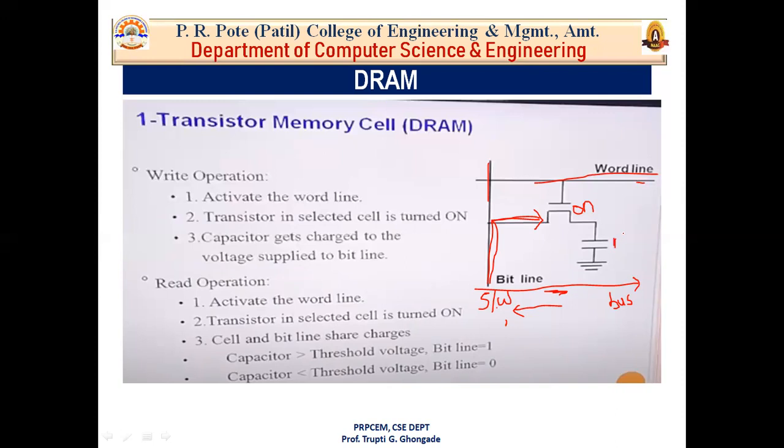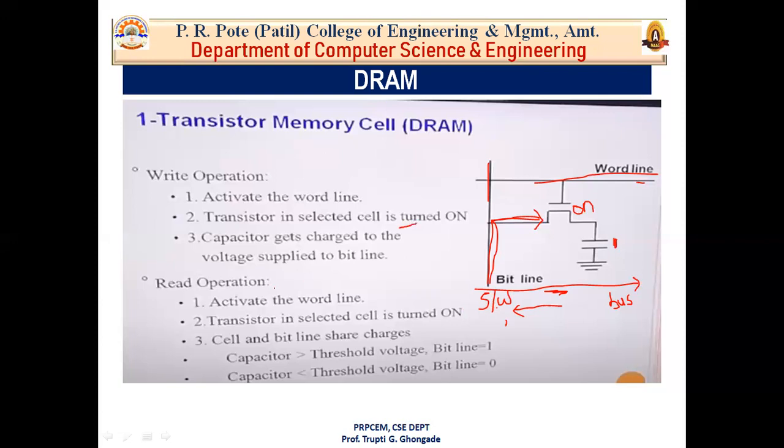Now we know the capacitor has the properties of charging and discharging. Once you have written 1 to the capacitor and it gets charged, this information is there only for a few milliseconds, because the capacitor starts discharging. So before it completely discharges, to retain that information there, you have to do a read operation.